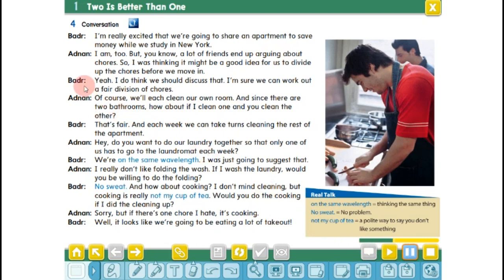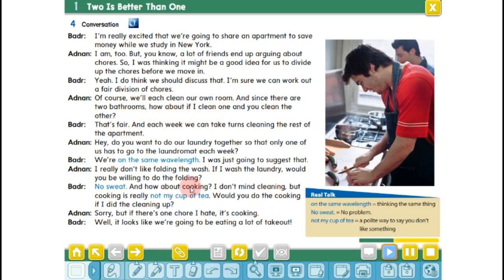Okay, here Badr says we should discuss that. I'm sure we can work out a fair division of chores. Fair division معناها تقسيم عادل للمهام. Of course, we will each clean our own room. كل واحد ينظف غرفته. And since there are two bathrooms, في حمامين, كل واحد ينظف واحد.